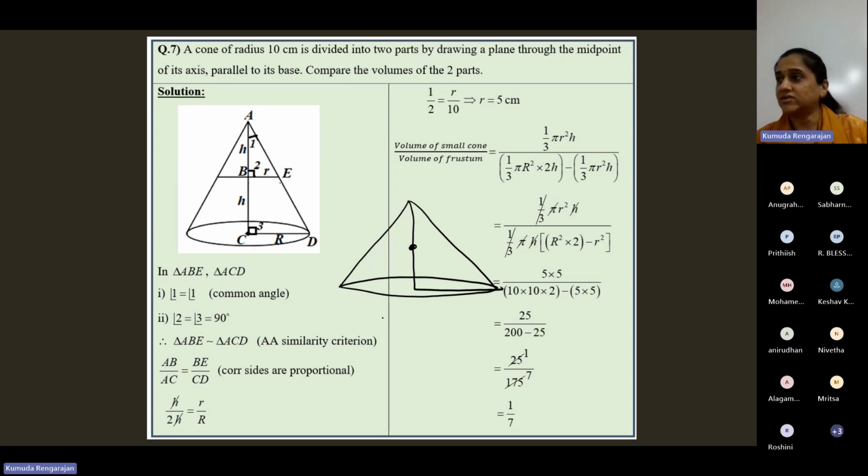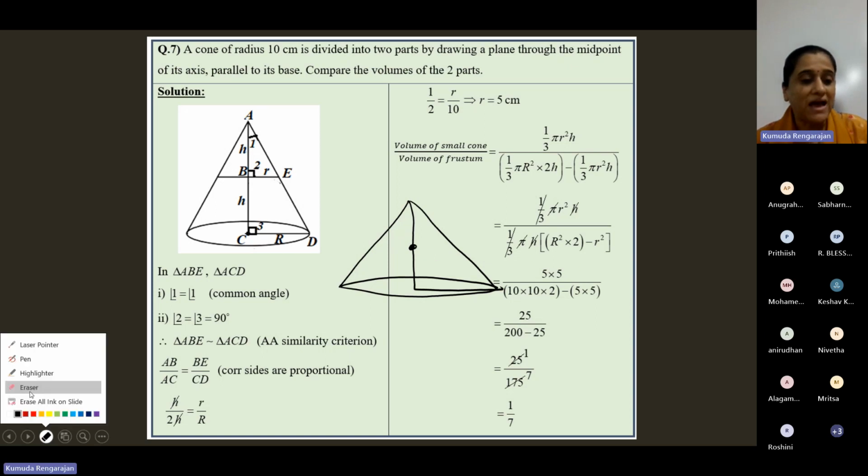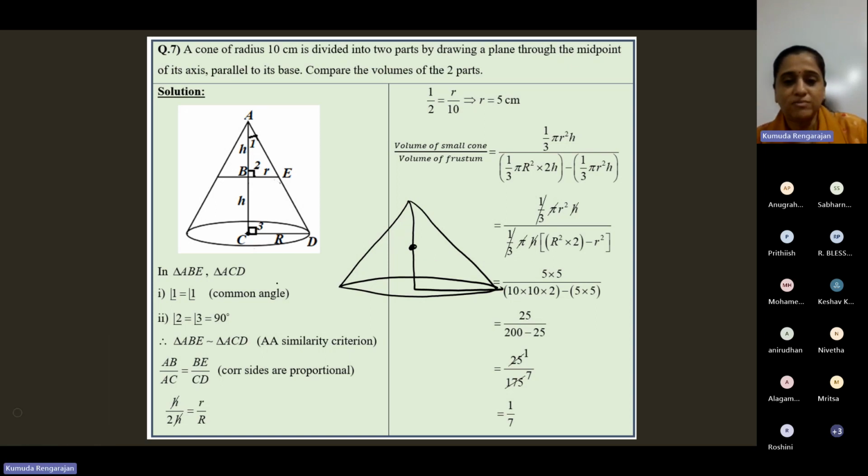This is the midpoint of the axis. The cutting plane doesn't go like this. It doesn't cut the cone like this. The cutting plane is parallel to the base, so it goes like this. The cutting plane is parallel to the base of the cone. So these are the two parts. You need to compare the volumes of the two parts.